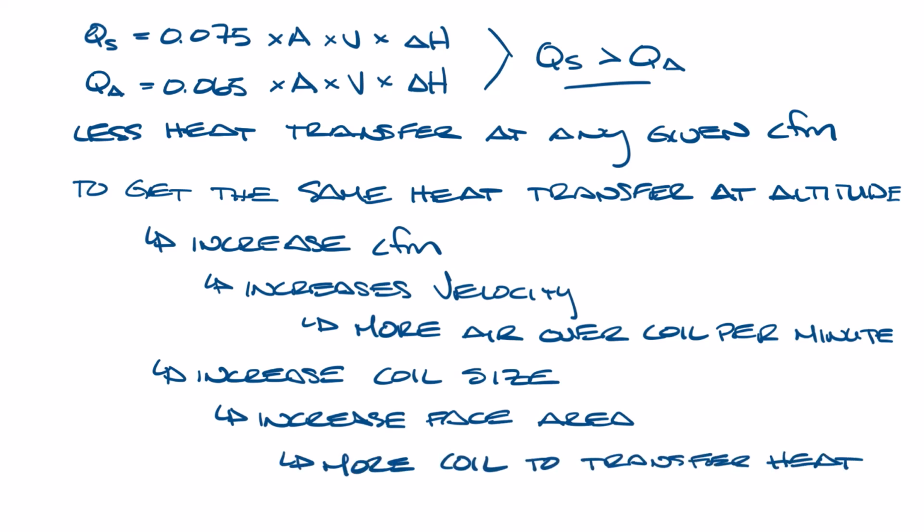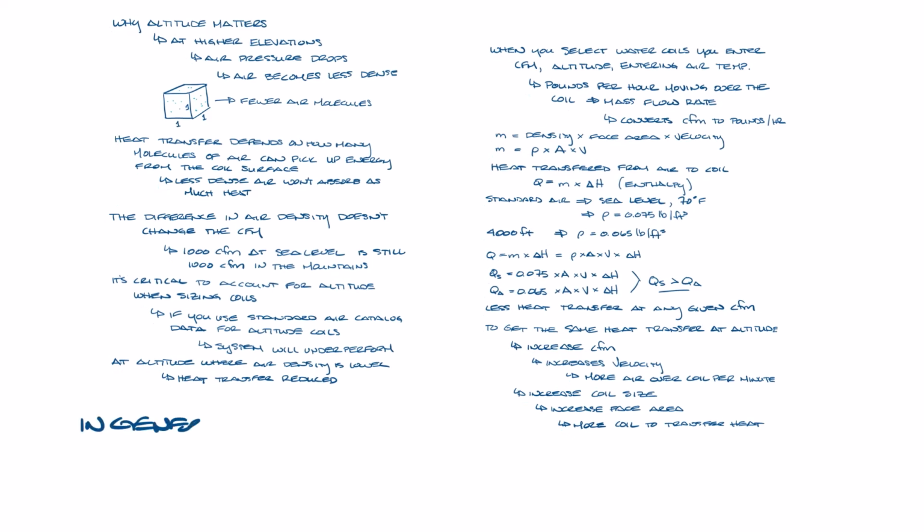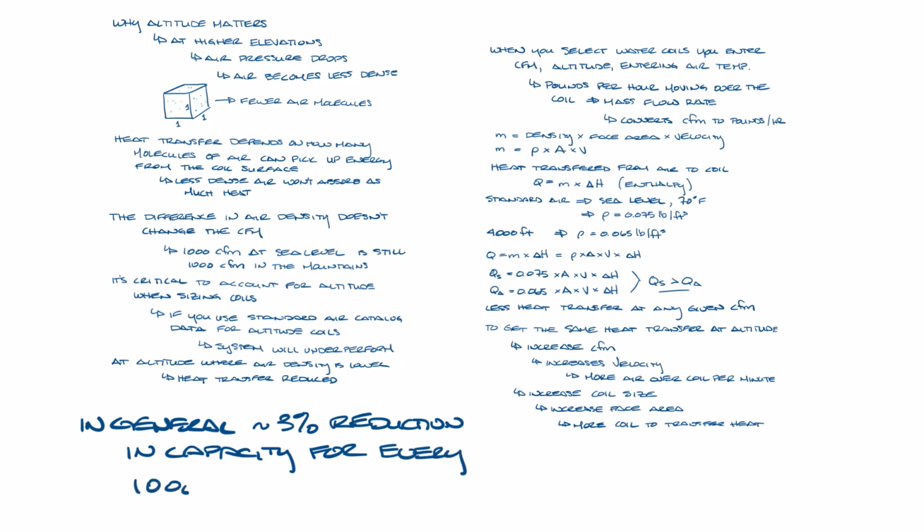So let's bring everything back on screen. As a general rule, you get about a 3% reduction in capacity for every 1,000 feet in altitude increase. So that's how altitude affects water coil selections.